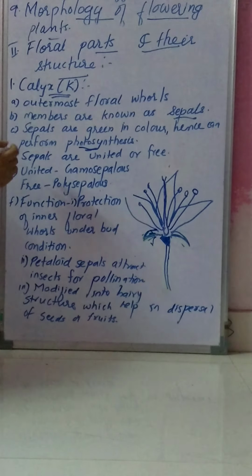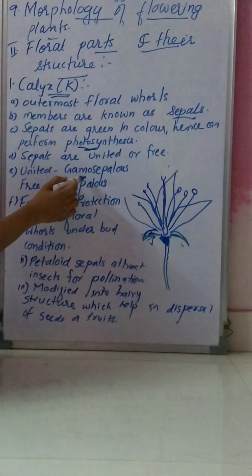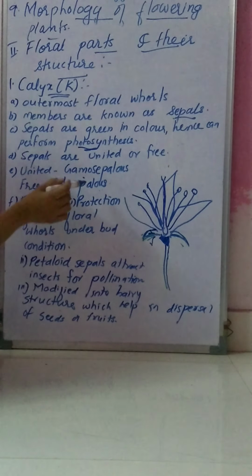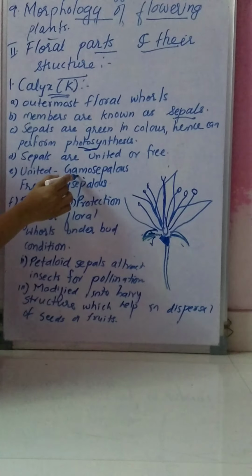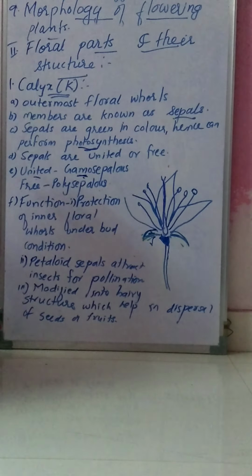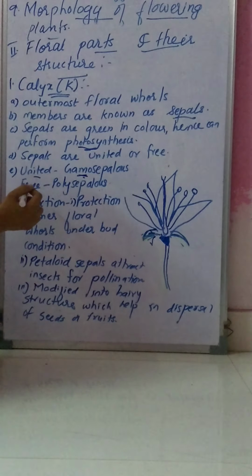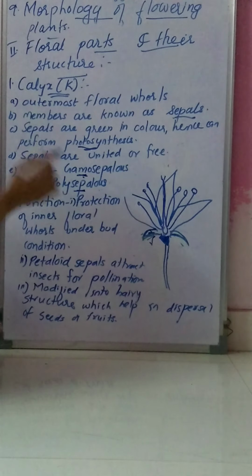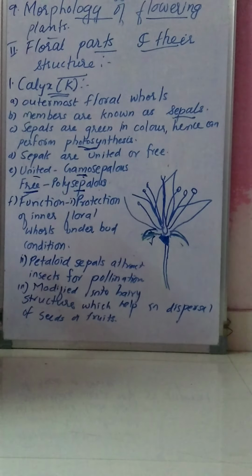If the sepals are united, that condition is known as gamosepalous, which is found in China rose. Whereas when the sepals are free, they are known as polysepalous.